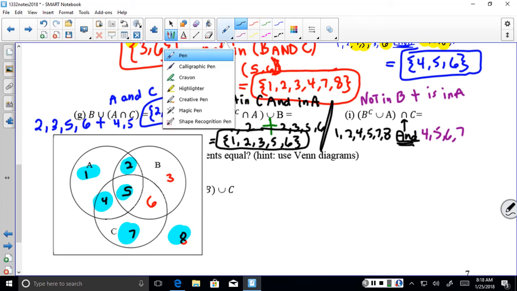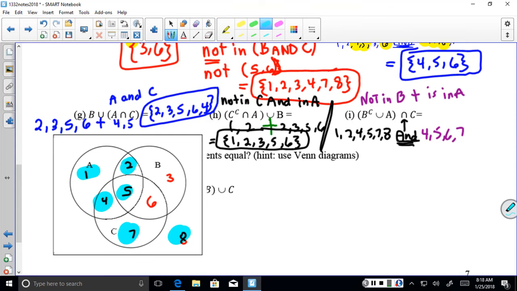Then the "and" means I only want to count stuff on the left side and the right side. So they both have a 4, they both have a 5, and they both have a 7. So this is going to equal the set containing 4, 5, 7.